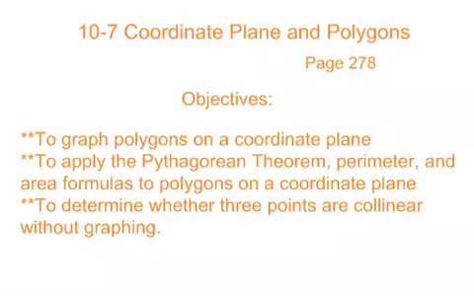Hey folks, today we're on 10-7, coordinate plane and polygons, on page 278 in the purple book. You're going to learn how to graph polygons in a coordinate plane, to apply the Pythagorean theorem, perimeter and area formulas to polygons on a coordinate plane, then to determine whether three points are collinear without graphing.